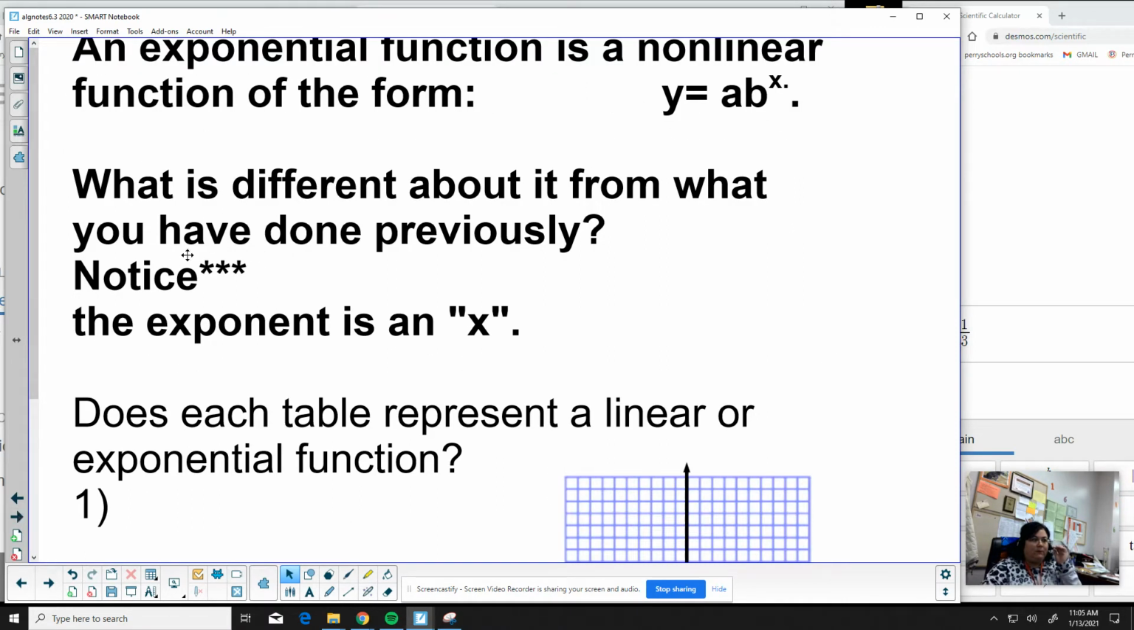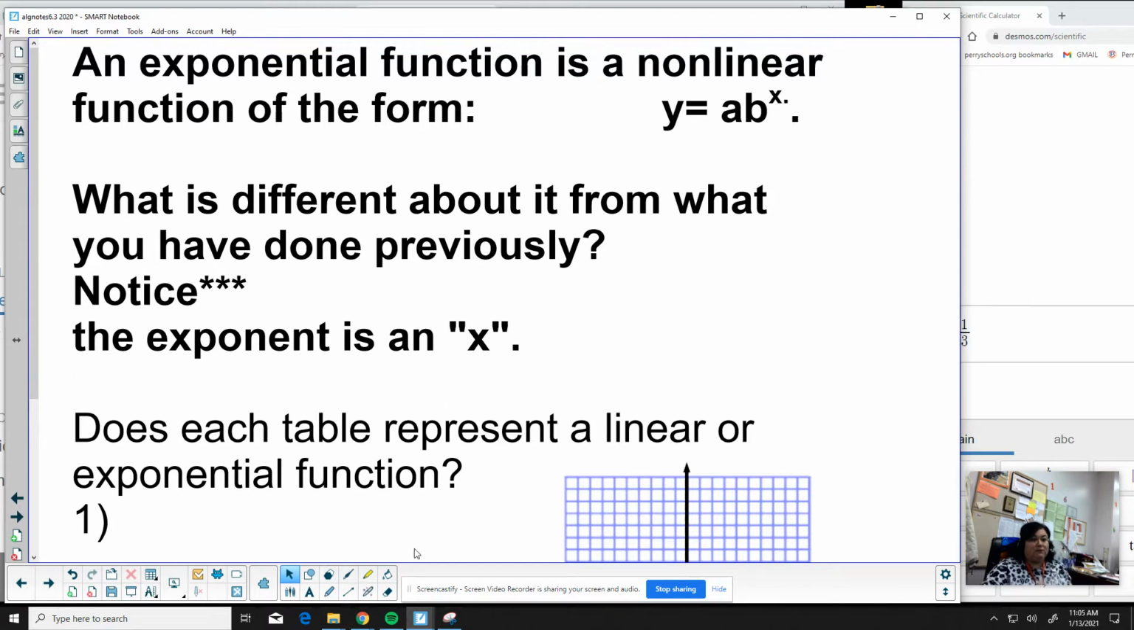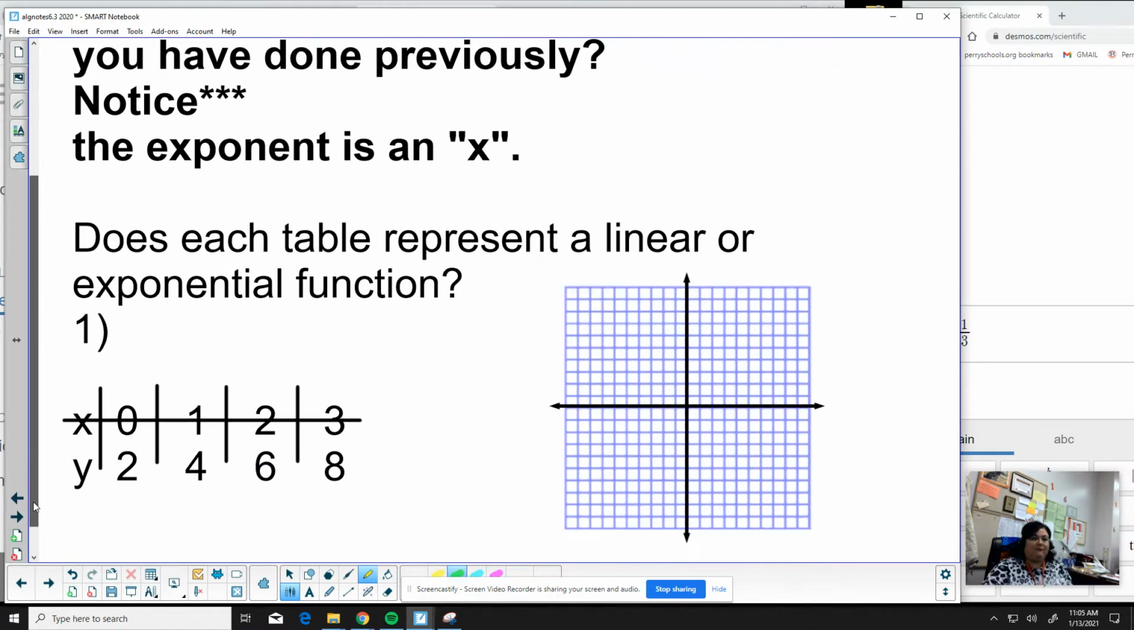What we know about an exponential function is, first of all, it's nonlinear. And second of all, it's in the form of, this is the parent function, y equals ab to the x. Notice that that x is the exponent, which is why it makes it exponential. If the x is in the exponent, it's exponential. It's going to graph a curve when we graph it.